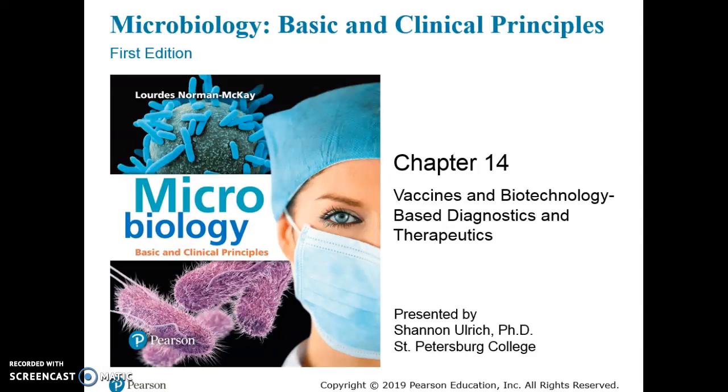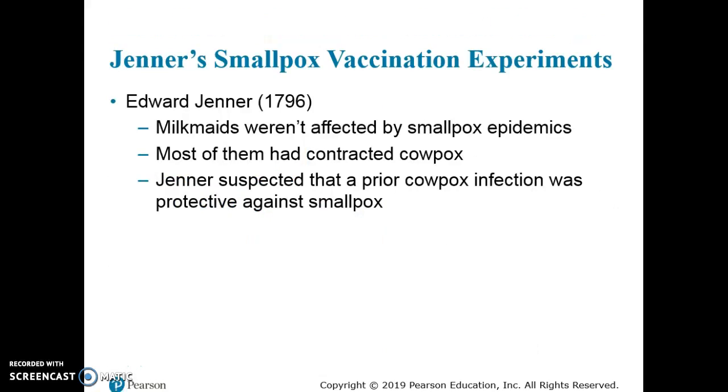All right, this is part 1 of chapter 14, looking at vaccines and biotechnology. With the biotechnology, this is really focused on how we can utilize these techniques in order to identify infections and disease. A lot of times this is done through the process of serology, looking at whether or not a person has been exposed by looking at antibody levels.